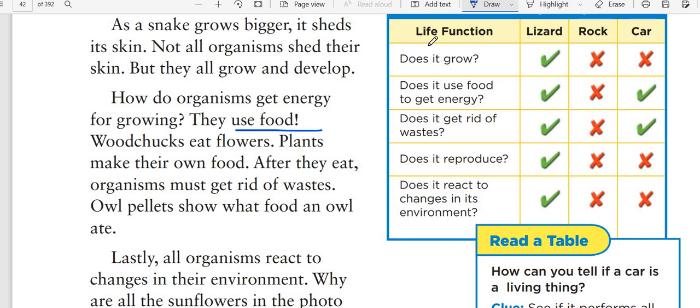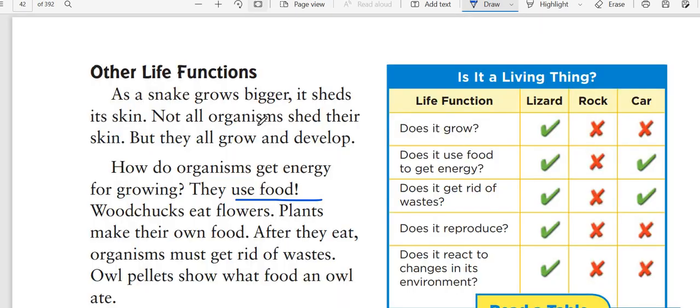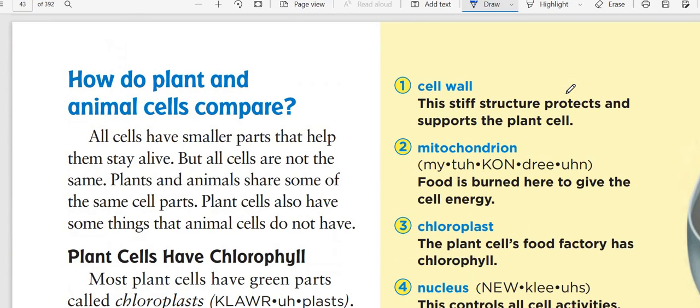So again, does it grow? Does it get bigger? Does it use energy to grow? Does it get rid of its waste? Does it reproduce? Does it react to changes in the environment? So if my answer is yes, it is a living thing. Okay, living things use, we said, energy from food, and they get rid of waste from their body. Living things react to the changes that happen around them.